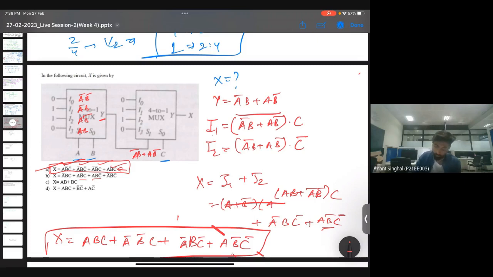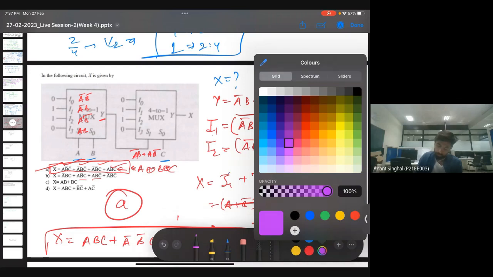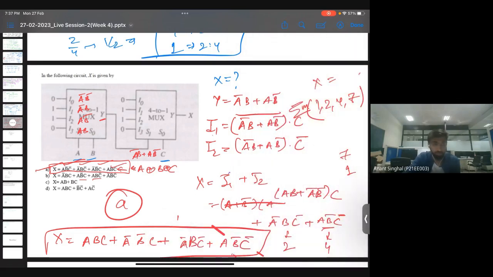So one of the terms will be ABC, which is 7. One of the terms will be 001, then this term will be 010, and then this term will be 100. So it was nothing but an XOR gate only, 1247. So this is an expression for XOR gate. So option A is the correct answer. Is it fine? Shall I proceed?